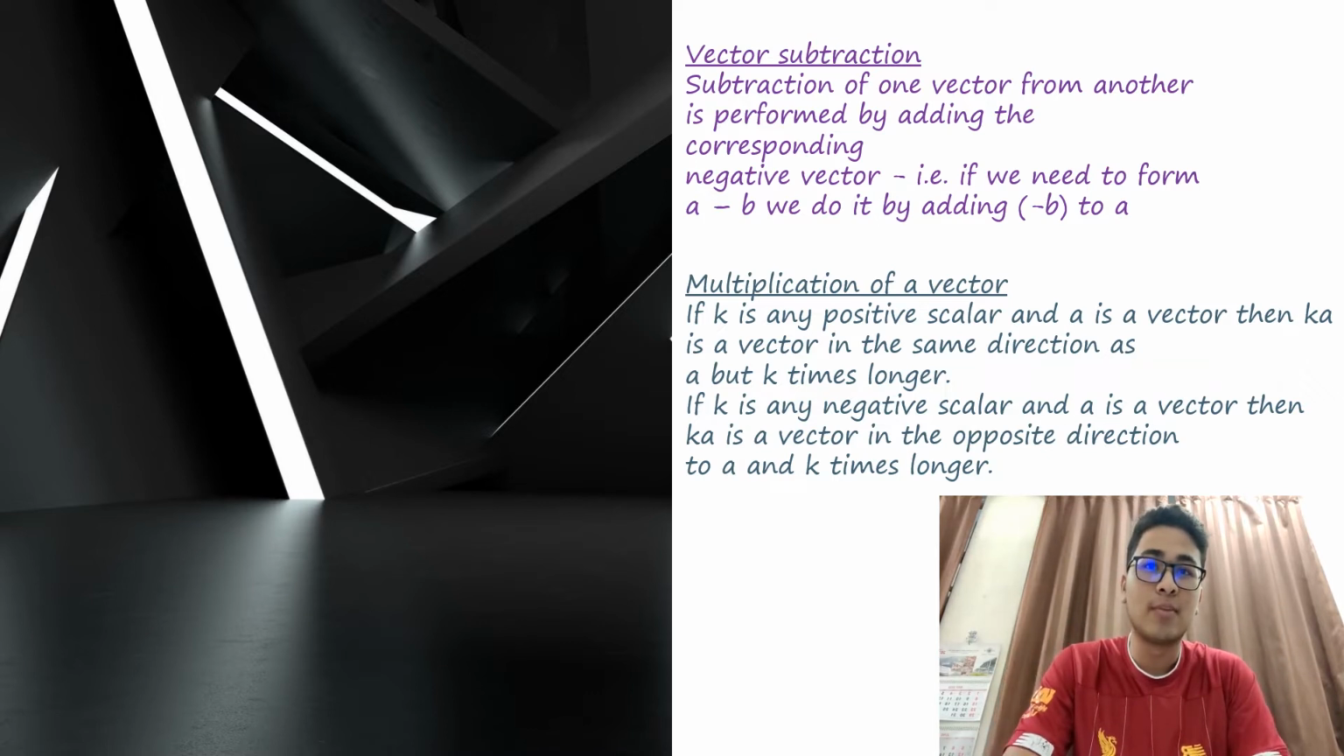And also we have the multiplication of a vector. If k is any positive scalar and a is a vector, then ka is the vector in the same direction as a, but k times longer. If k is any negative scalar and a is a vector, then ka is a vector in the opposite direction to a and k times longer.